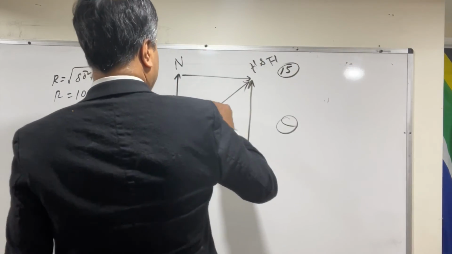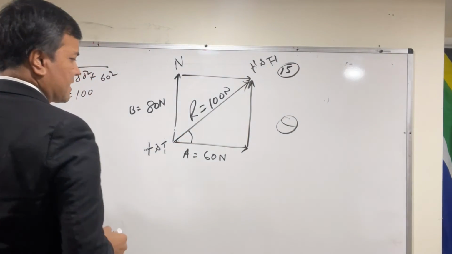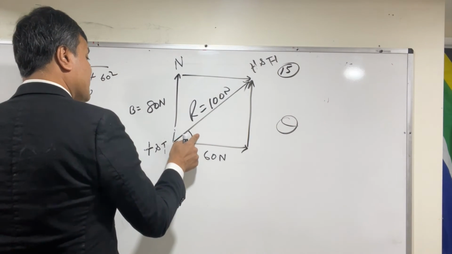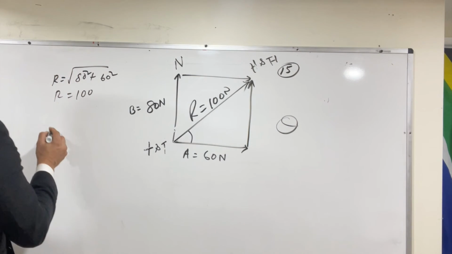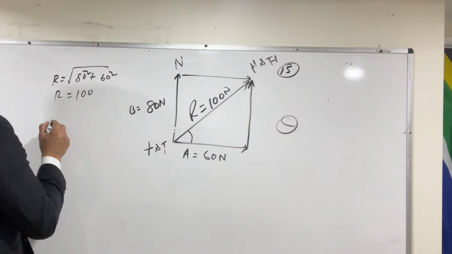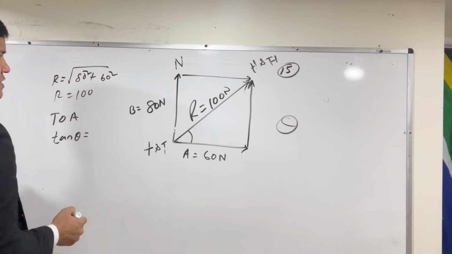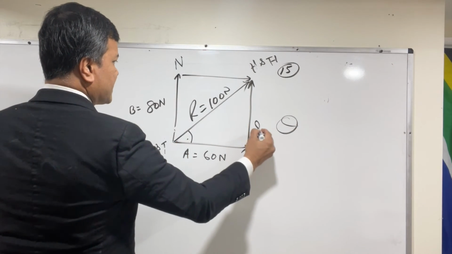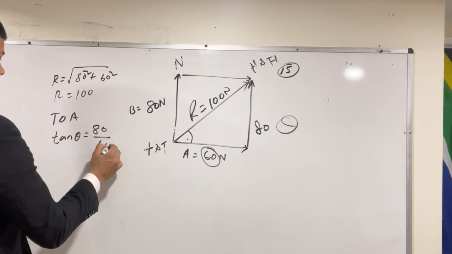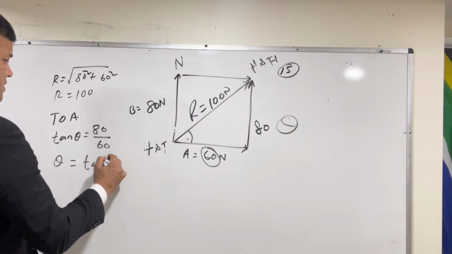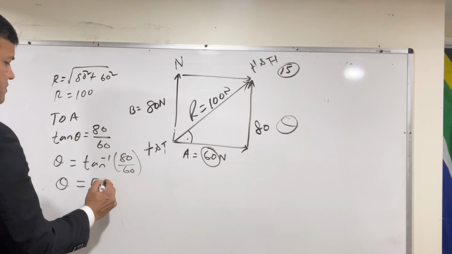And this is R, this is 100 Newton, of course. I did not ask you to find this angle. But if you do find this angle, you know this one. That's how it should be. So you know that the TOA, so the tangent theta is opposite over adjacent. What is opposite? Opposite is 80, and adjacent is 60. So theta is tangent inverse 80 over 60. Alright, so the theta is 53.